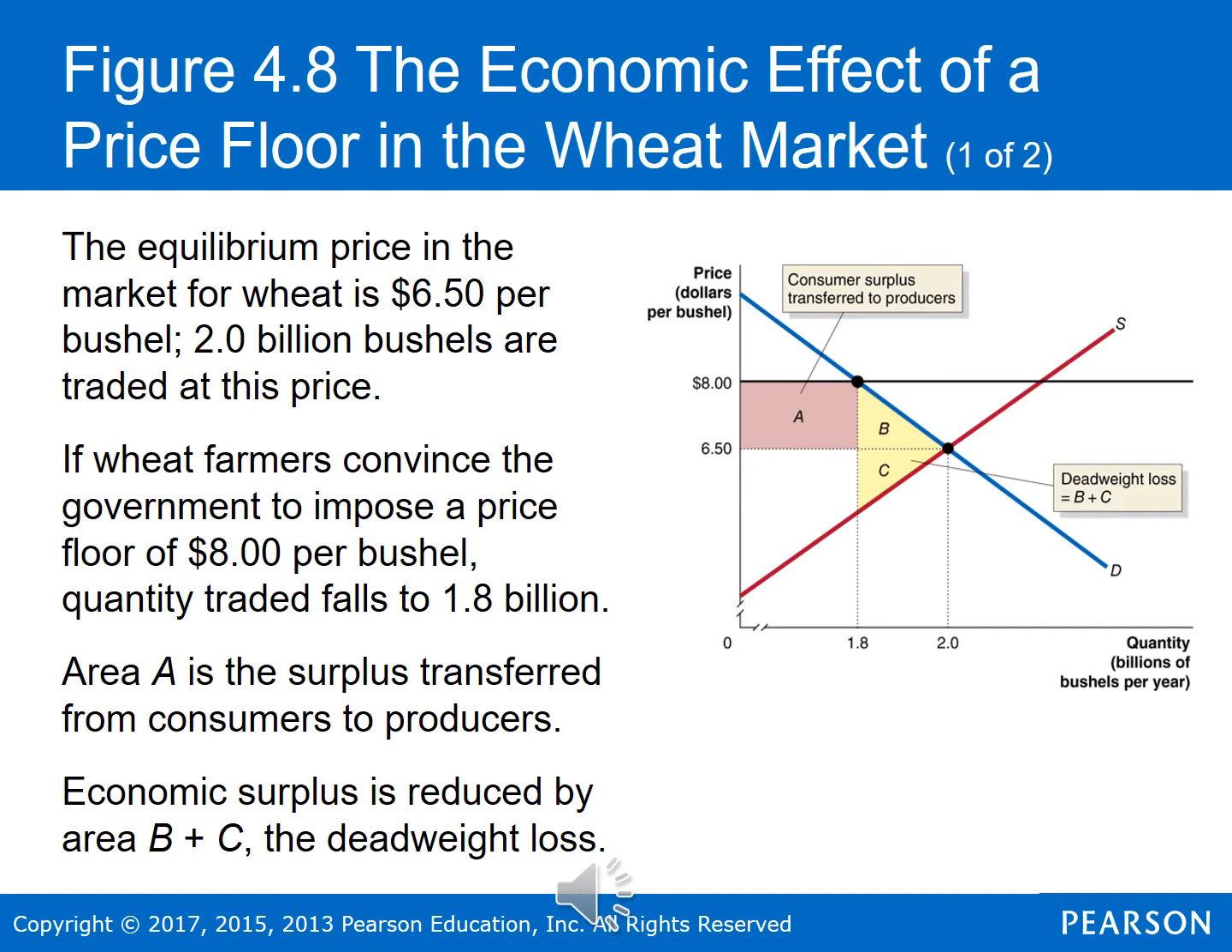Now the area of rectangle A is going to be transferred from consumers to producers. That was part of the consumer surplus. It's now part of the producer surplus because the price has risen to $8. Areas B and C, these rectangles, are going to be the deadweight loss. Remember, these are the trades that aren't able to take place. In a competitive market equilibrium, consumers will be willing to buy 2 billion bushels per year. But because of this artificially high price, we're ending up with only 1.8 billion bushels being bought by consumers per year. So deadweight loss represents the value of these trades that are not taking place.